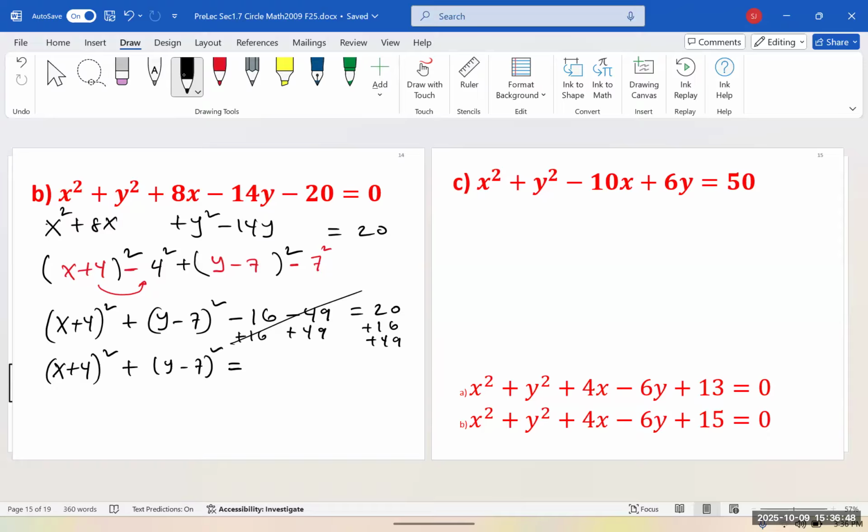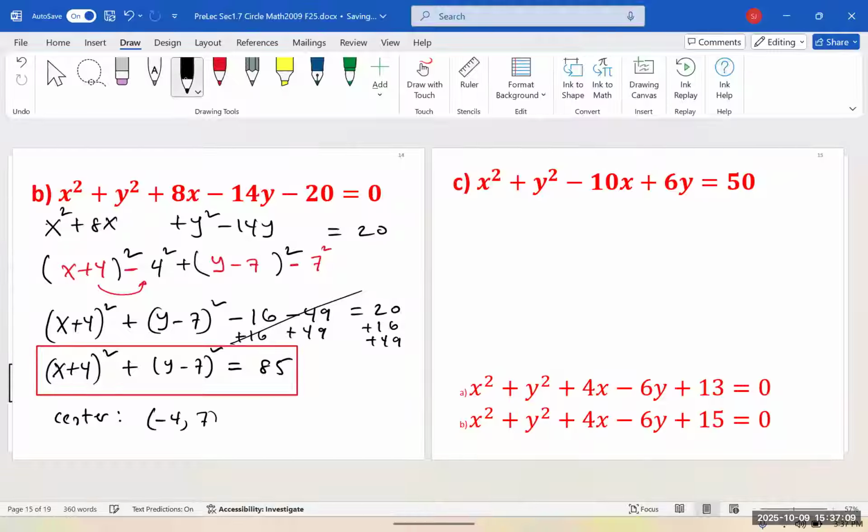So how much do you have on the right side? 85. So this is the standard form. That means we know our center and radius. So Jolene, what is our center? Negative 4, 7. And how much is our radius? Square root of 85. Perfect.